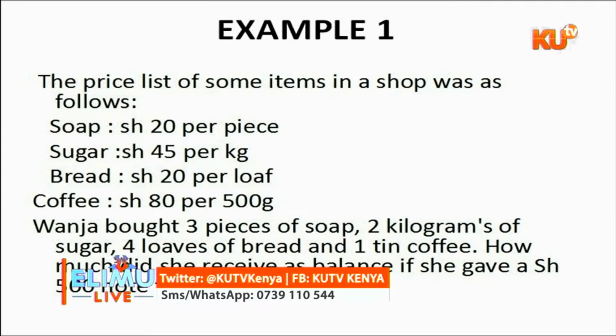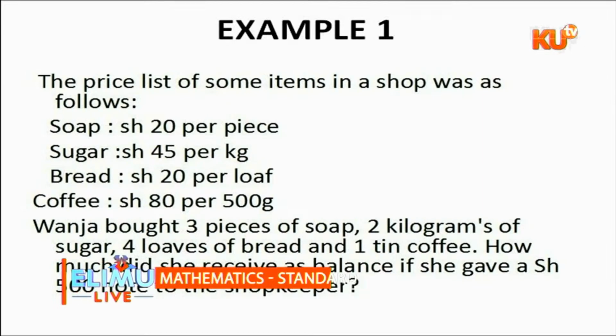In this question, number 1, we are supposed to prepare a bill. We prepare a bill so that we can get the total amount of money that this person was supposed to pay. And from there, we calculate the balance. And how do we get the balance? For us to get the balance, remember we said that balance is gotten by getting the difference between the total amount of money given out and the total cost of items. So we start by calculating or getting the total cost of those items.